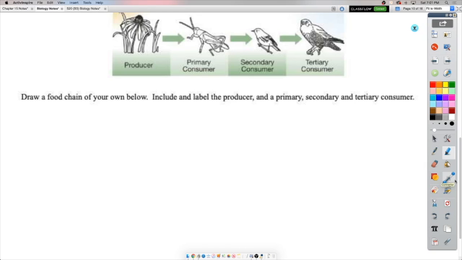Okay, try this. Pause the video, draw a food chain of your own, include and label the producer and a primary, secondary, and tertiary consumer. So have them in there and label them.